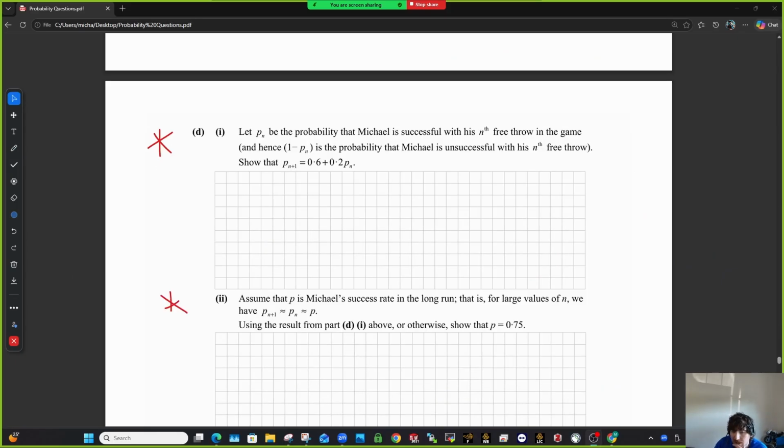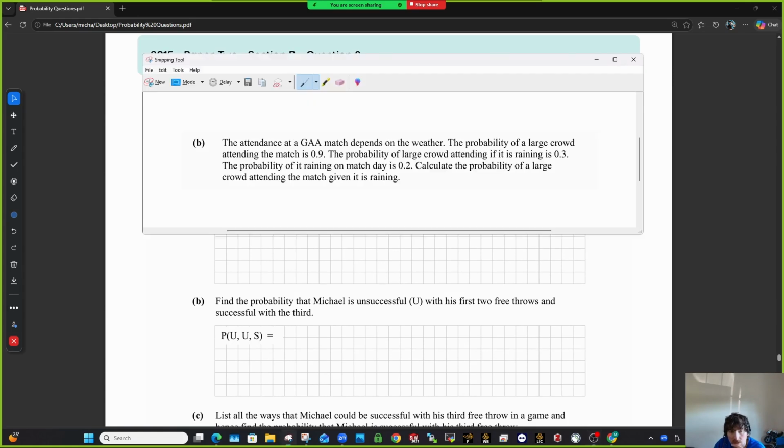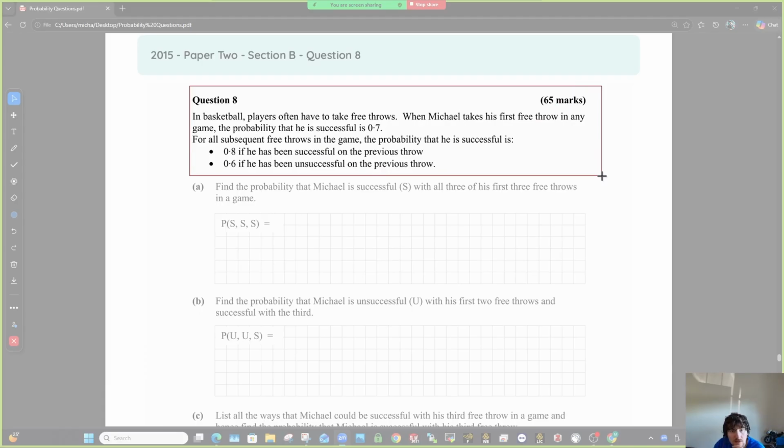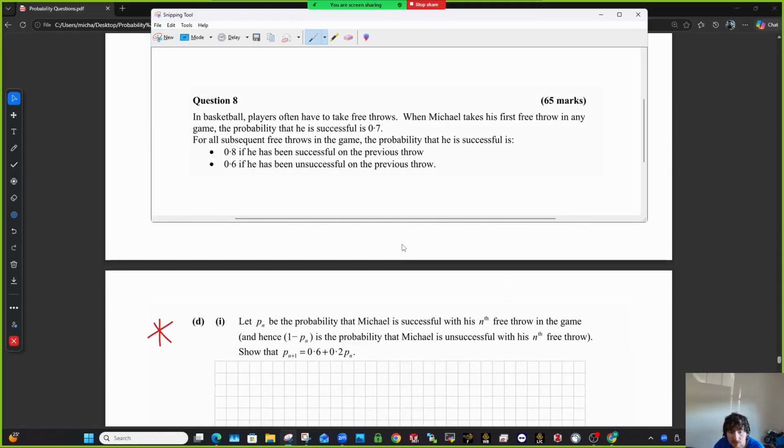Great, so we're back here now. I've got us another question here, and this is part of a bigger question. So this is part D. We're not going to do this whole question. This is on the basketball player named Michael. So I'll take a snip of this, because we'll need it to think through this part of the question.